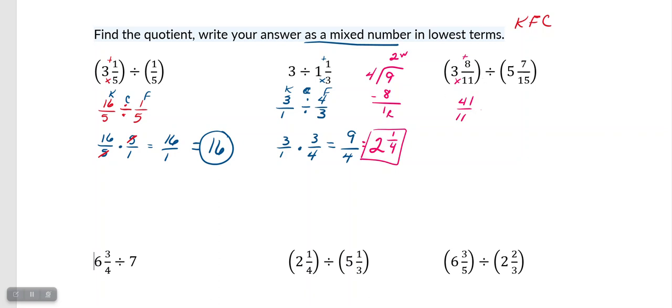All right, and then divide. 5 times 15, because I've got to convert this one. 15 times 5, 5 times 15, however you want to look at it, is 75 plus 7 is 82 over 15.